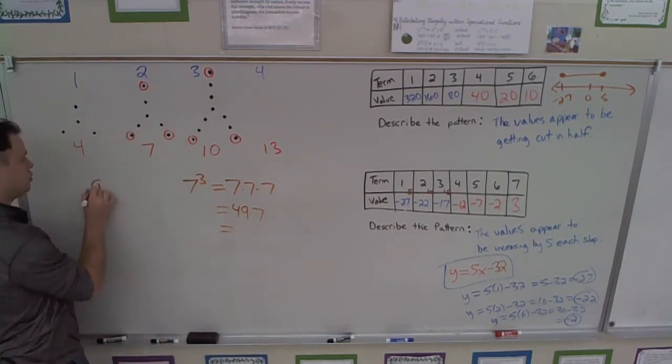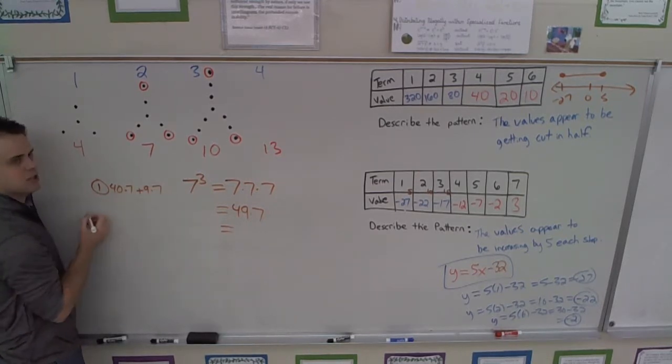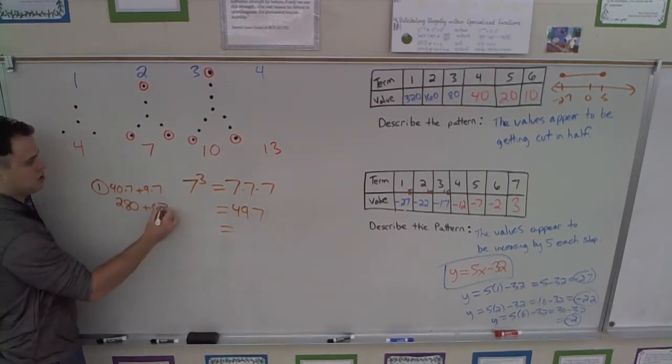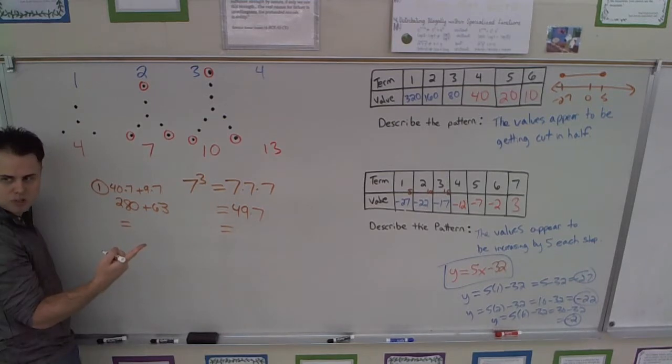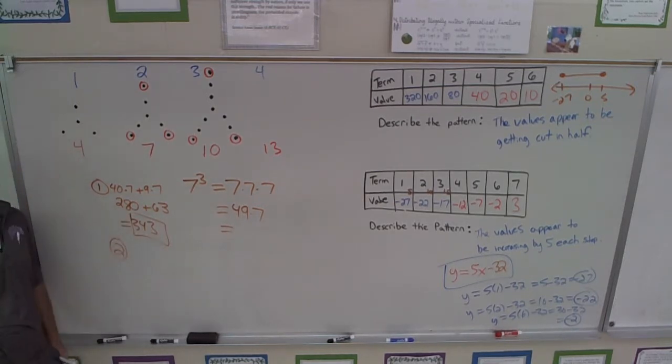Here's 2 different ways. Way 1, 49 times 7 is just like 40 times 7 plus 9 times 7. 4 times 7 is 28, with a 0. 9 times 7 is 63. If I add those up, I get 280 and 63, which is 343. So 28 plus 6 is 34, and then I put on the 3. There's way 1 to do that by hand.